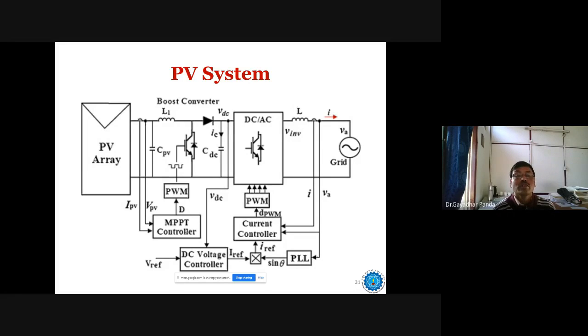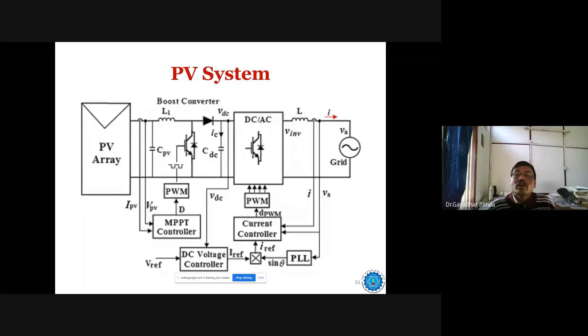The boost converter is mainly to boost the voltage. PV voltage is very low. You can increase the voltage by means of the boost converter. And capacitor CDC is connected to maintain a pure DC. The output of the boost converter is DC, no doubt, but a slight fluctuation may be there. In order to maintain a constant DC voltage, this CDC is connected.